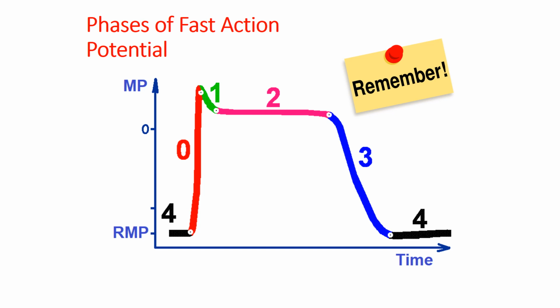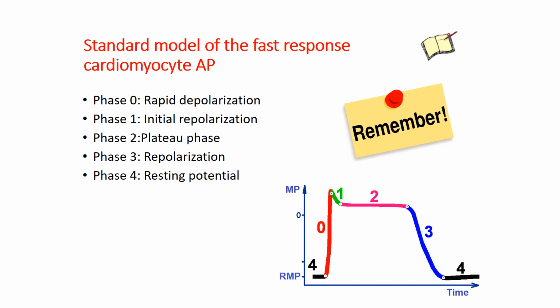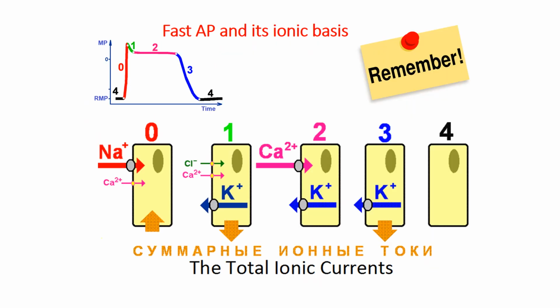Outlined below are the 5 phases of the ventricular myocyte action potential. Standard model of the fast response cardiomyocyte action potential. Phase 0, rapid depolarization. Phase 1, initial repolarization. Phase 2, plateau phase. Phase 3, repolarization. Phase 4, resting potential. Fast AP and its ionic basis. You should be able to draw this diagram.